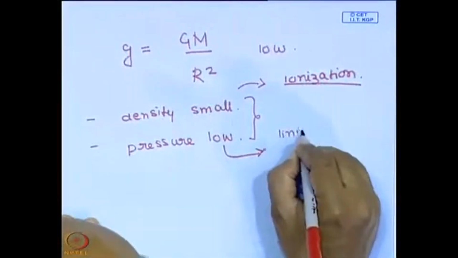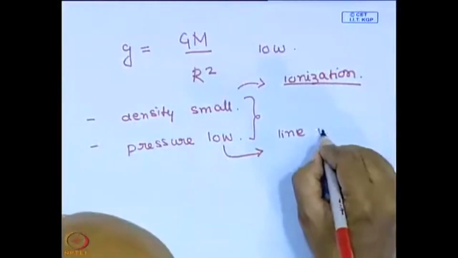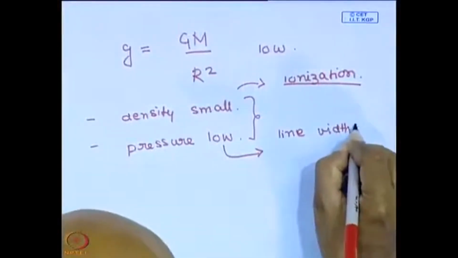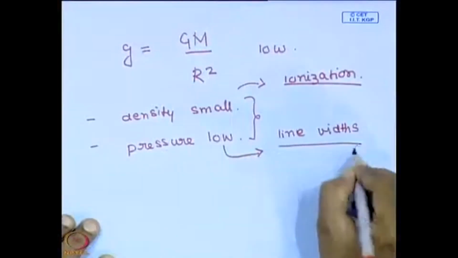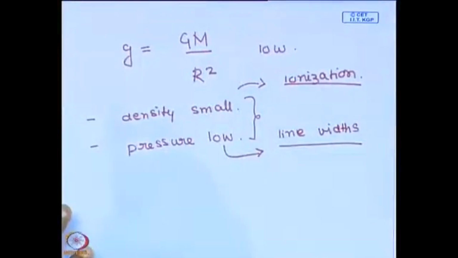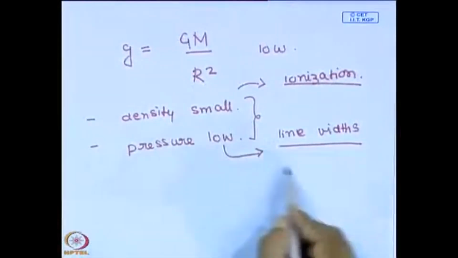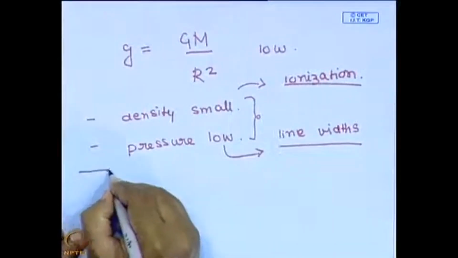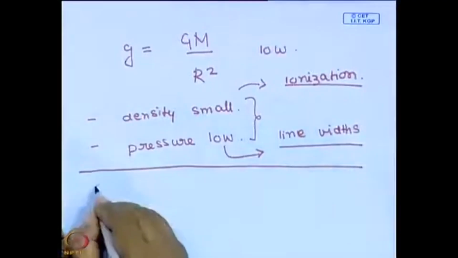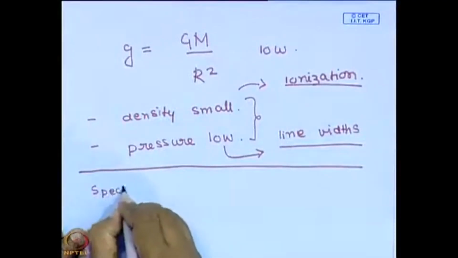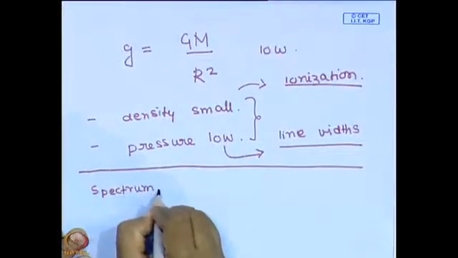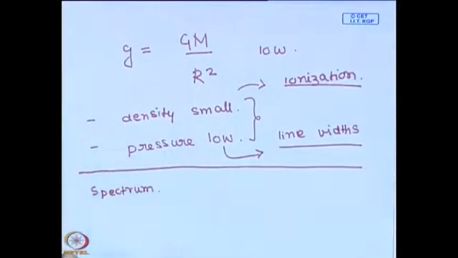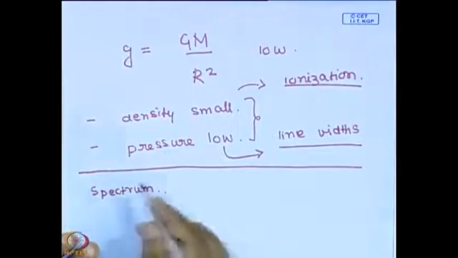So, if you look at the spectral lines from the surface, the line widths reflect the pressure, and the more the pressure, you have the broader lines due to pressure broadening. So, for these giants you will have narrower lines, okay. The line widths get narrower because pressure is low, and from looking at the spectrum, it is possible to classify a star as a giant, etc.